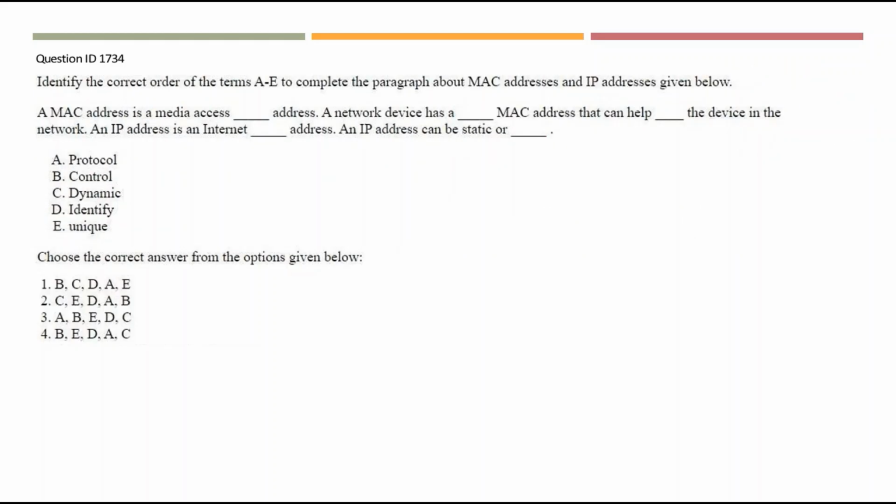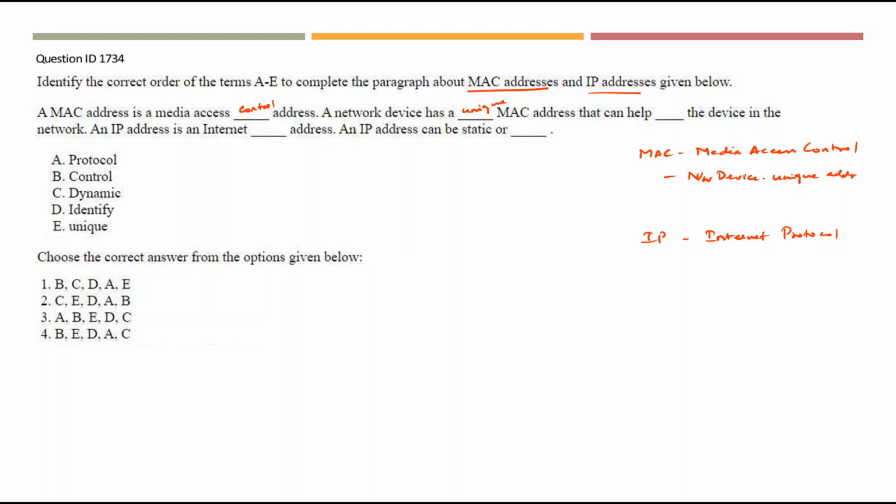Next question. Identify the correct order of the terms A to E to complete the paragraph about MAC addresses and IP addresses given below. What is a MAC address? It is Media Access Control Address. What is an IP address? It is Internet Protocol. A MAC address is a Media Access Control Address. A network device has a dash MAC address that can help dash the device. A network device will have a unique MAC address. Here we will place unique.